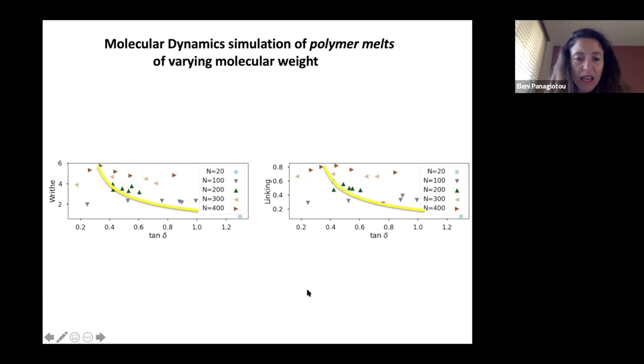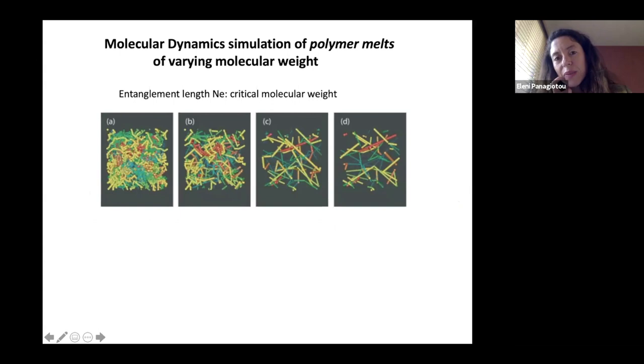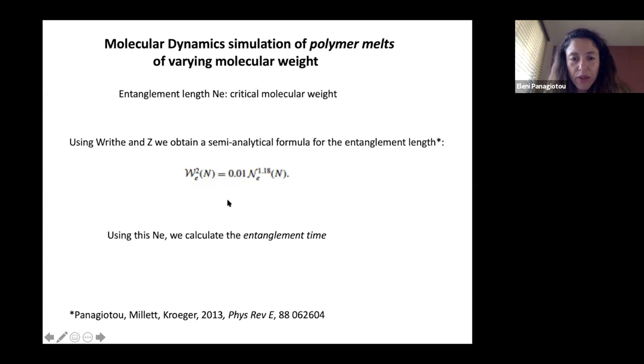More importantly, I will focus on this quantity that we called earlier the distance between entanglements, because that is a quantity that can actually be inferred from experiments. And, I'm sorry for the quality of this writing, but some time ago we devised a method for calculating the entanglement length that combines both this algorithm that reduces the length and captures these local contacts, and the writhe of the chains. And that gave us a semi-analytical formula for the entanglement length. I present it here. There's more to that, but I don't want to spend all my time talking about this.